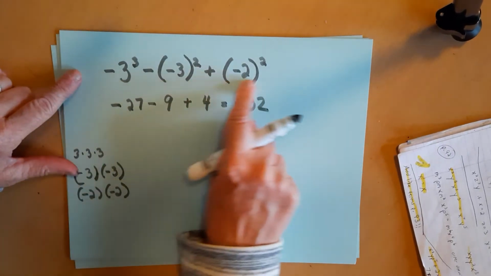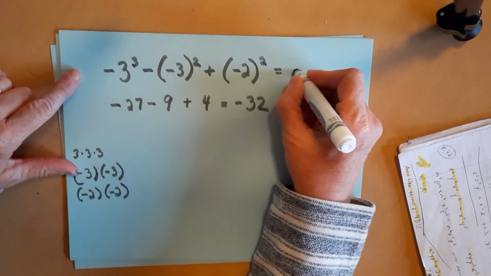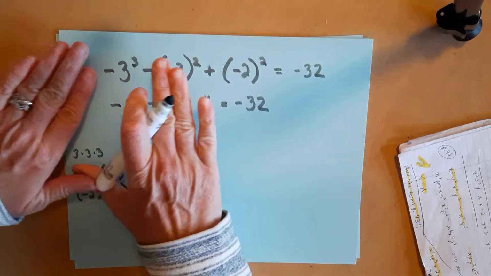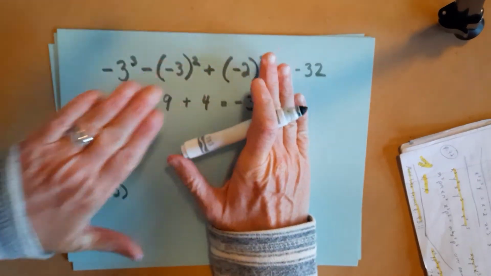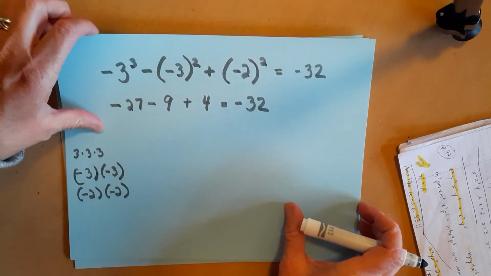So that's how you would evaluate this expression. This equals negative 32. And just take it one step at a time like I showed you, and you'll be just fine. And taking very good care that you watch the signs.